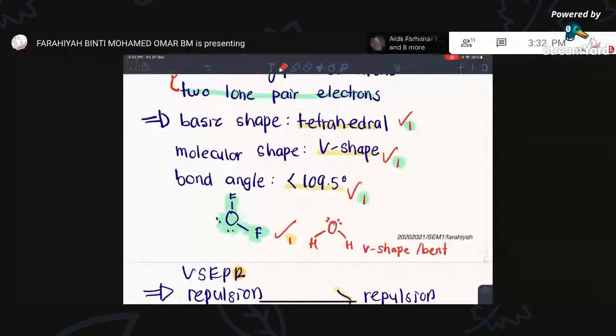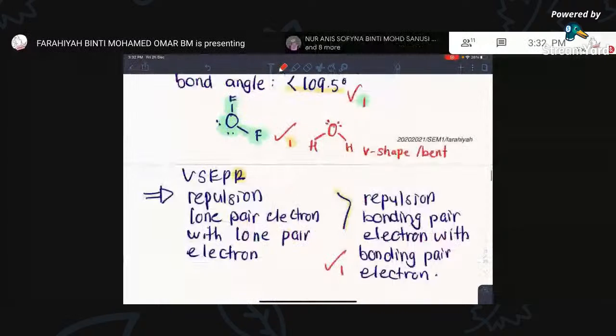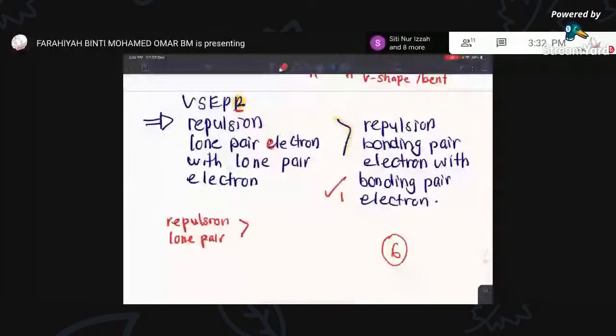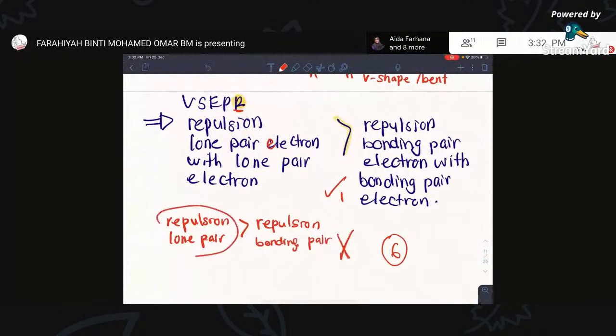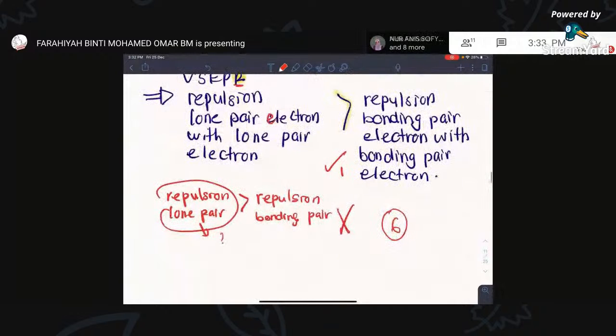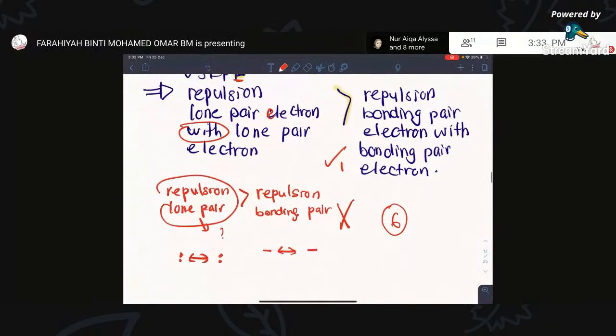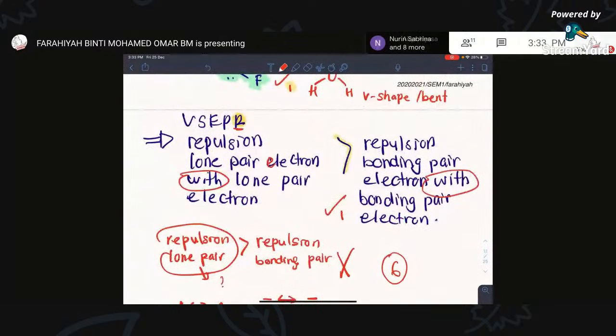Repulsion between lone pair electron with lone pair electron is greater than repulsion between bonding pair electron with bonding pair electron. Okay, if you just answer repulsion lone pair greater than repulsion bonding pair. This one, repulsion between lone pair with lone pair, you must have the words "with lone pair", and repulsion between bonding pair with bonding pair. So don't write repulsion lone pair greater than bonding pair. This one the sentence must be complete.